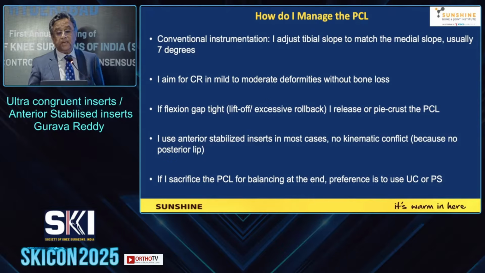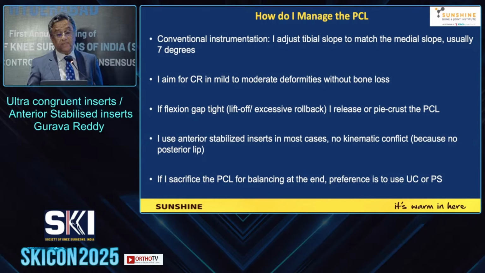How do I manage the PCL? With conventional instrumentation, I adjust the tibial slope to match the medial slope, usually 7 degrees. I aim for CR in mild to moderate deformities. I'm a great fan of CR along with Ashok. In fact, most probably we are the two high-volume surgeons still married to CR. If the flexion gap is tight, I release or pie-crust the PCL. I use anterior stabilized inserts in most cases. No kinematic conflict because there is no posterior lip.